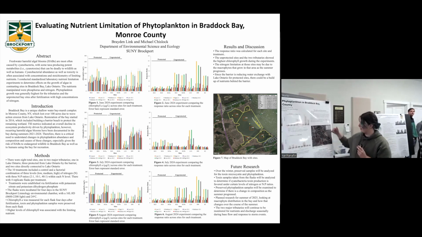Braddock Bay naturally had a beach that helped protect the area from wave action erosion from Lake Ontario. However, that beach eroded away eventually, and we lost over 100 acres of wetland in the area. So the Army Corps of Engineers came in, they restored a lot of the plant matter. They also built a man-made barrier to protect the bay from wave action erosion from Lake Ontario.